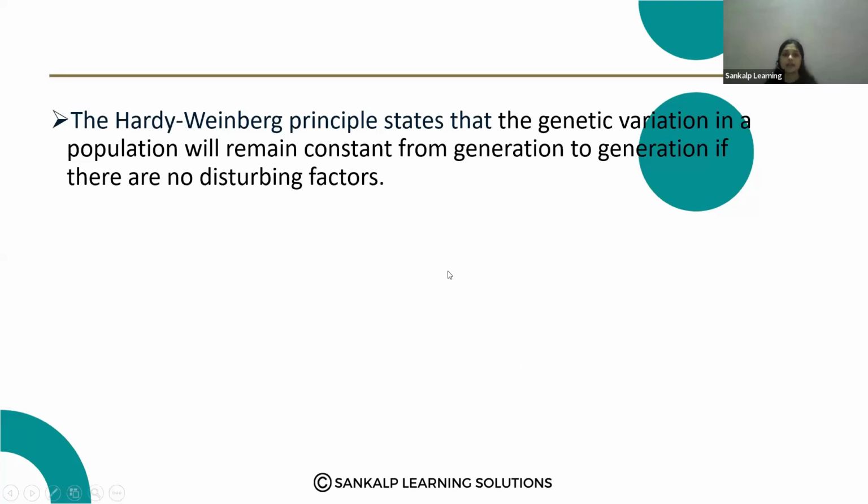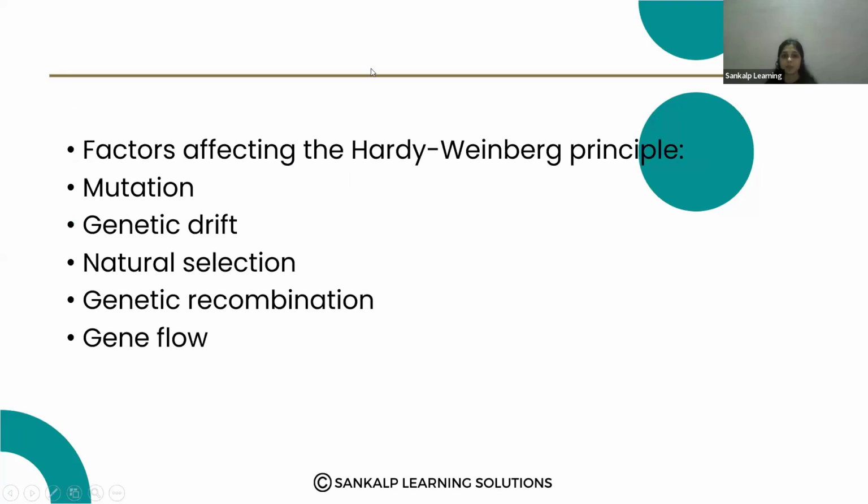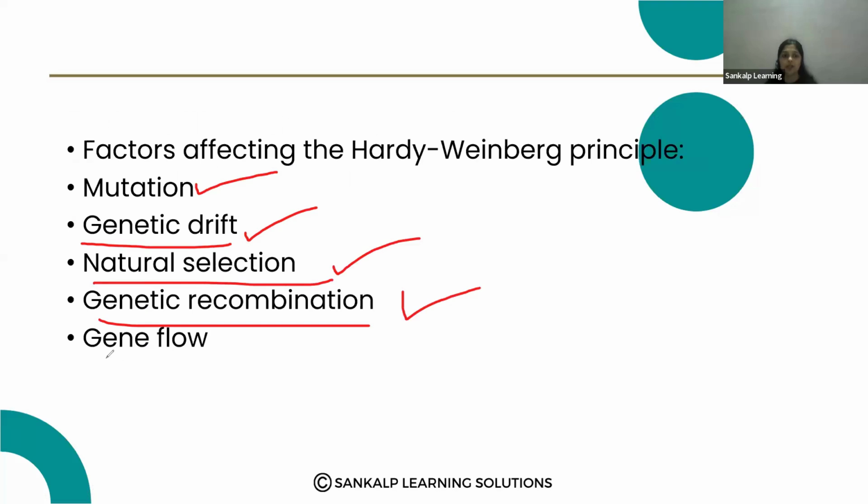Now, what are the factors which affect this? First one, mutation, genetic drift, natural selection, genetic recombination, and gene flow. So these are the different factors which affect the Hardy-Weinberg principle.